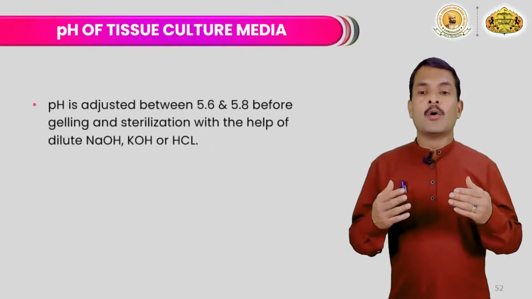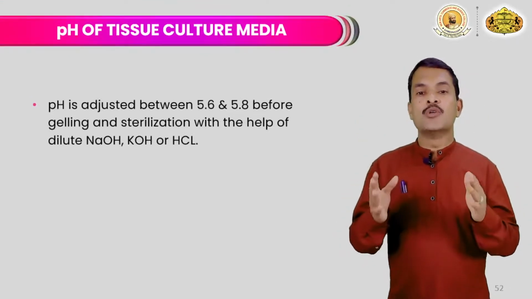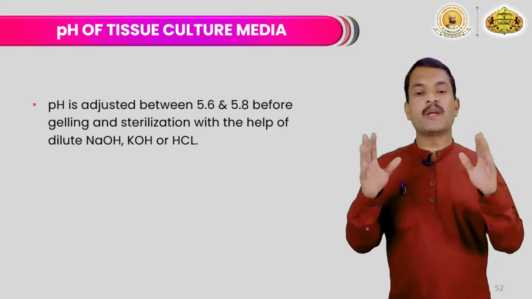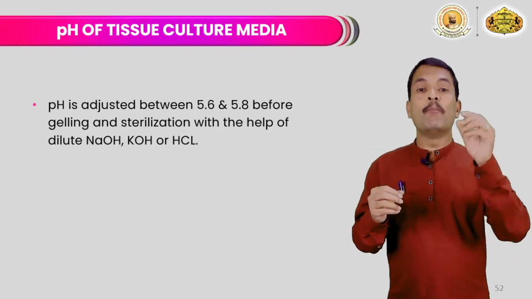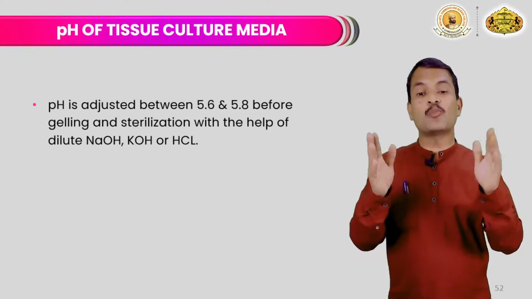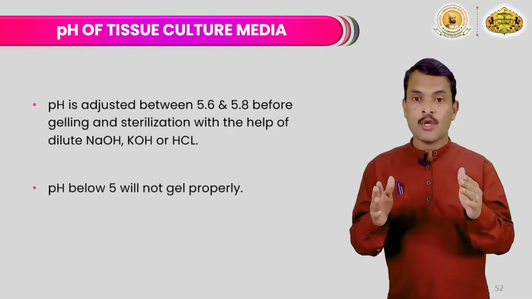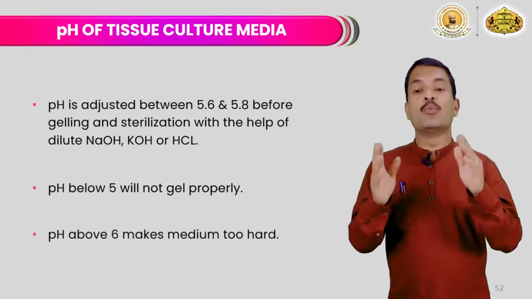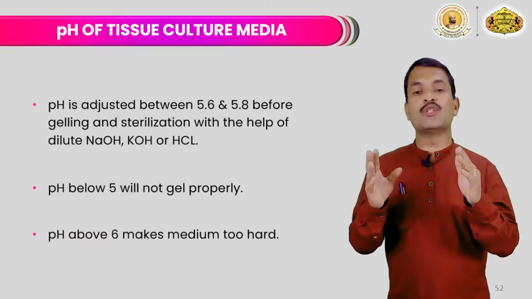One important thing when we talk about the media is the pH of the media. For better growth and development of our plant, we need to maintain a certain pH, and it must be adjusted between 5.6 and 5.8. Remember, this should be done before gelling and sterilization. So before adding the agar-agar, you need to adjust the pH with the help of sodium hydroxide, NaOH, or potassium hydroxide, KOH.